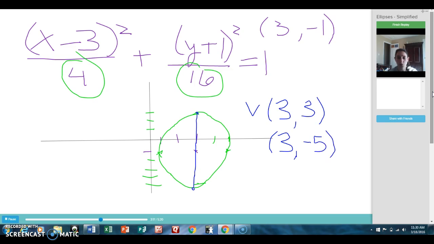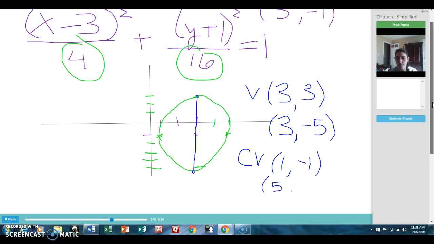The points going the short way are called the covertices. Those are on the minor axis. So we started at 3 and we add and subtract 2 to it. So my covertices are at 1, negative 1. And the other one will be at, oh, did I just mess that up? Let's see, the covertices are at 1, negative 1, and 5, negative 1. There we go.